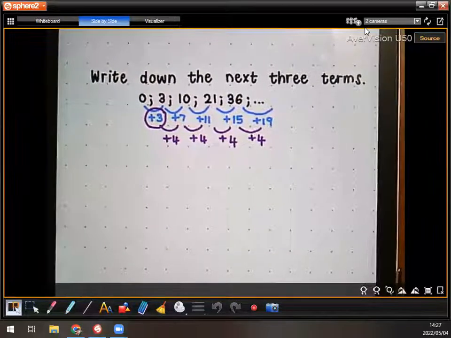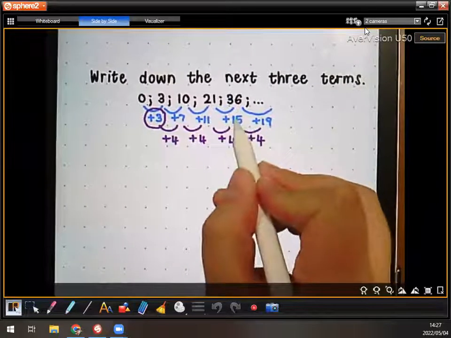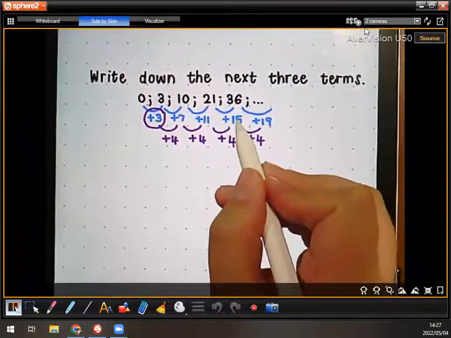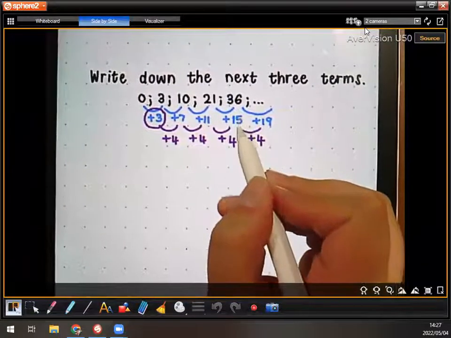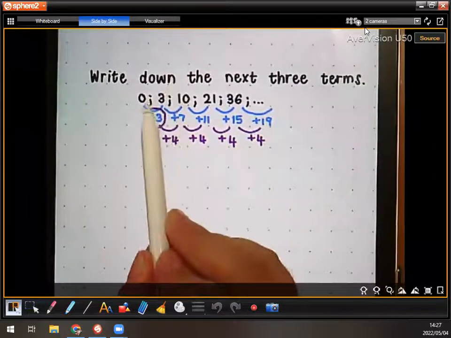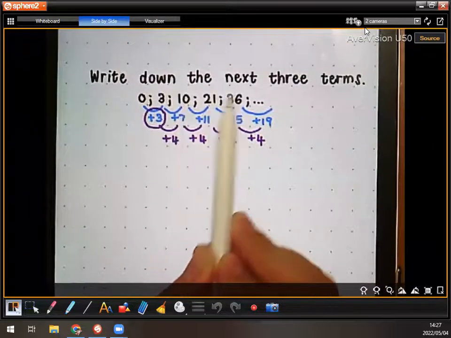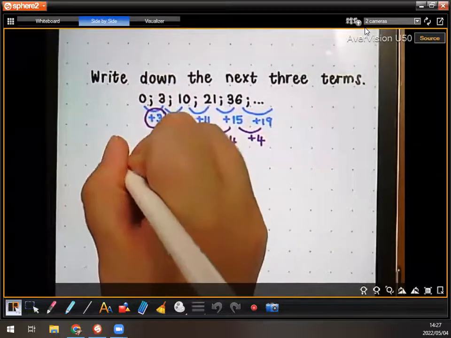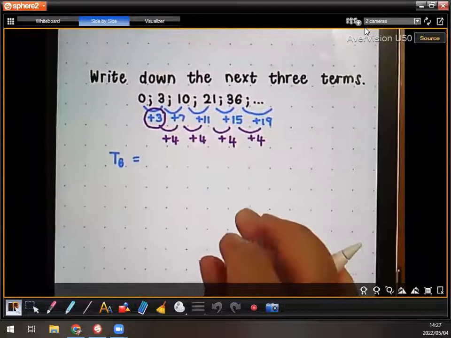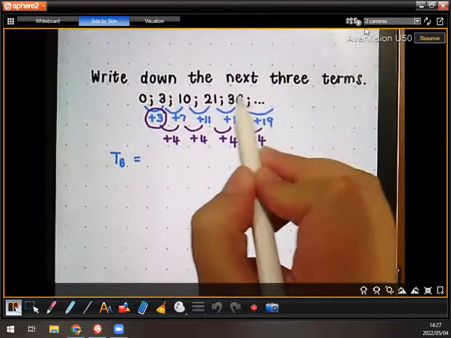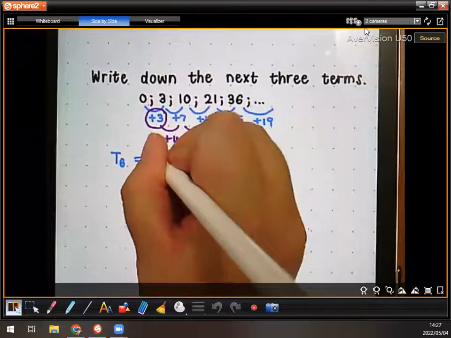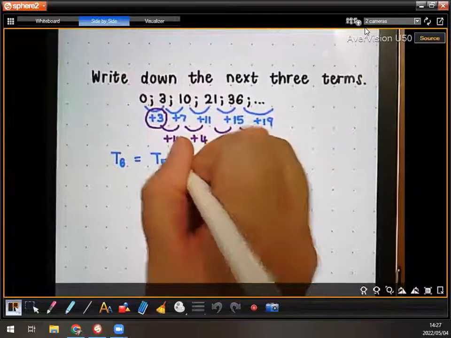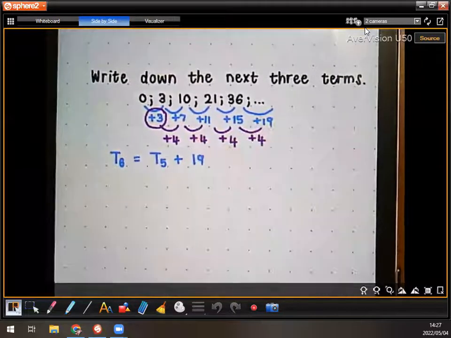So you need to look at what was my last first difference, 15. Now I must add 4 more. I must add 19. Okay, so what term number will that be? 1, 2, 3, 4, 5, 6. The next term that we're going to get is term 6. So guys, I suggest that you actually write it down like this. You say what term 5 was. So term 6 is going to be term 5 plus 19.